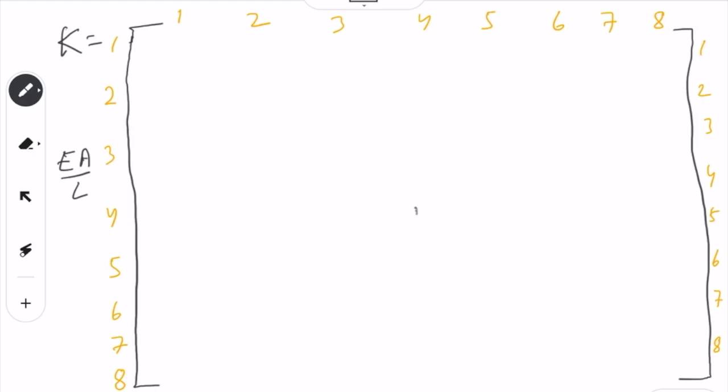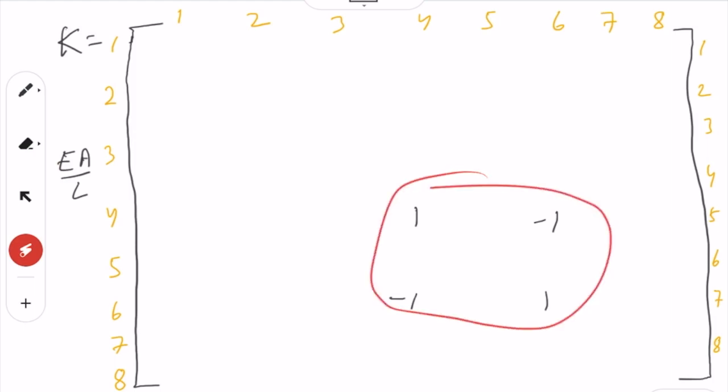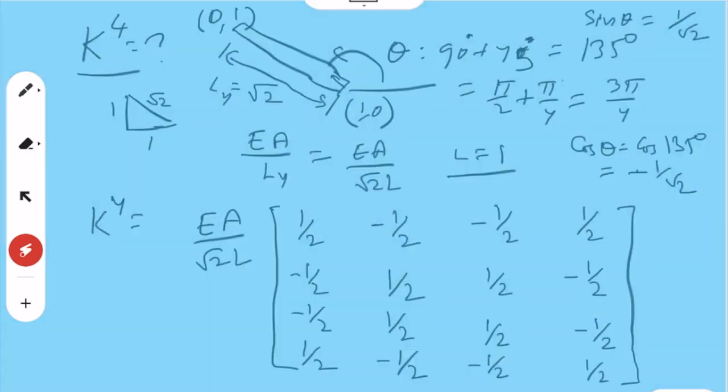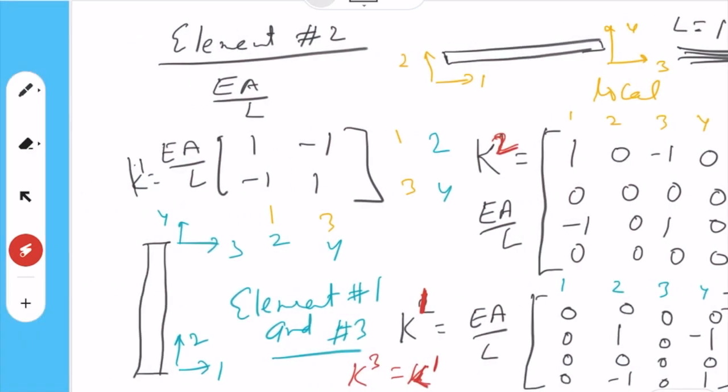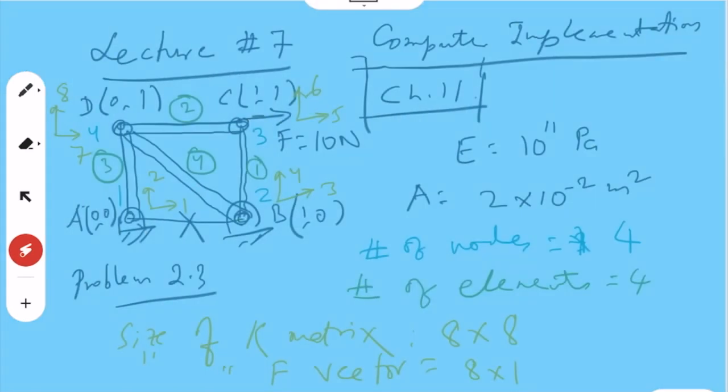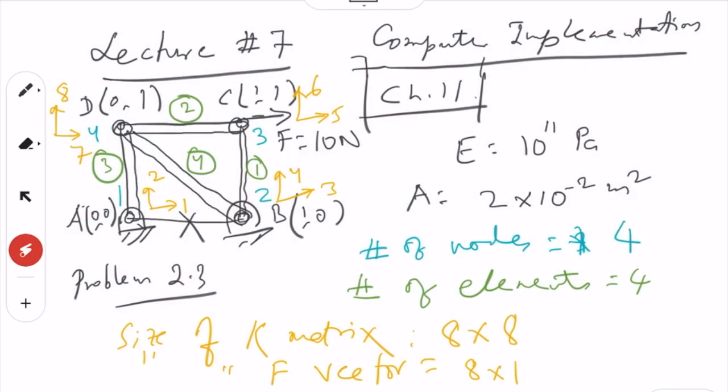So let's write 1, 4, 4, 1, 4, 6 is minus 1, 6, 4, minus 1, 6, 6, 1, and we have common EA over L already. So we have assembled element number 1 already. Okay, now element number 2, let's look at that. So element number 2 is here, and these correspond to what?